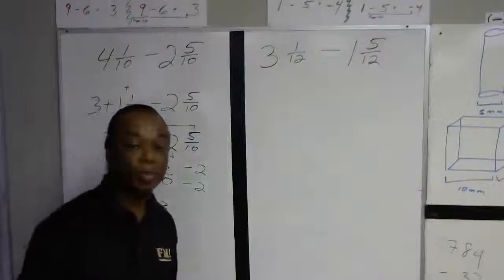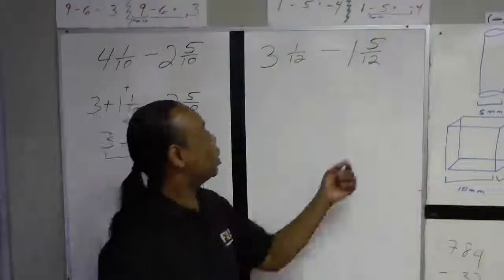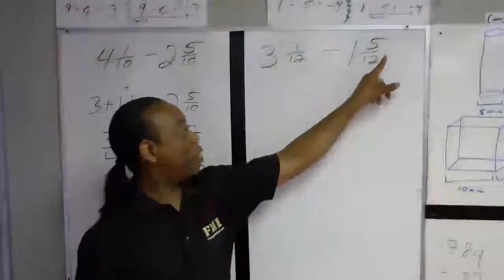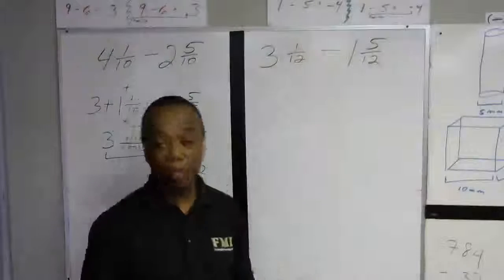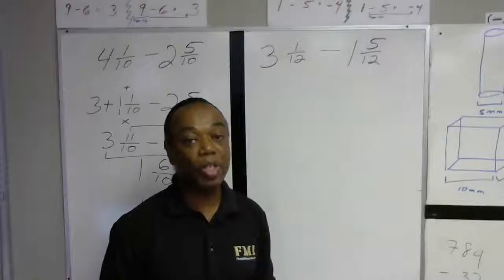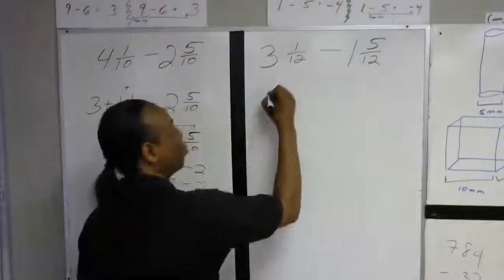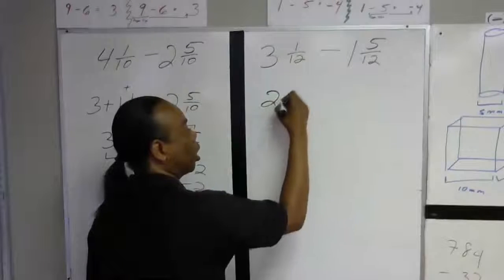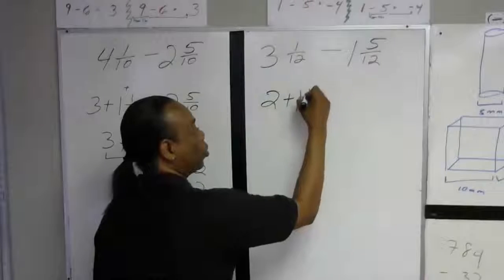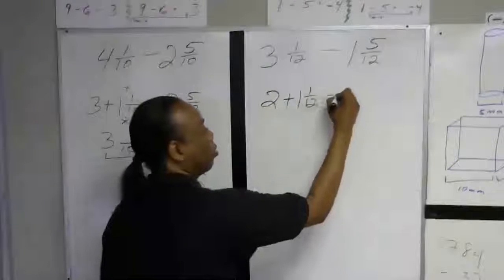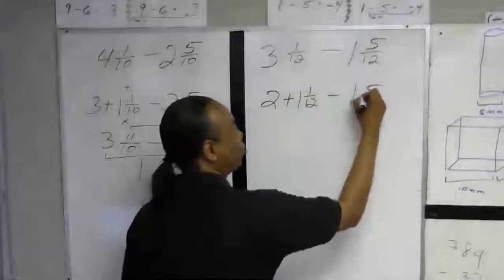Okay, let's look at the next one. I cannot subtract the 5/12 from a 1/12. It's too small, so I need to borrow. I'm going to borrow 1 from the 3. Makes it a 2, and the 1 that I borrow will go next to the 1/12 minus the 1 5/12.